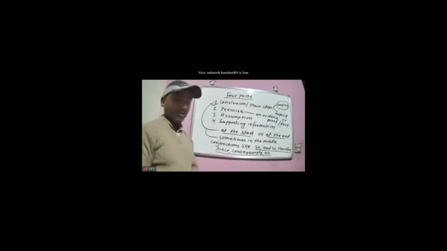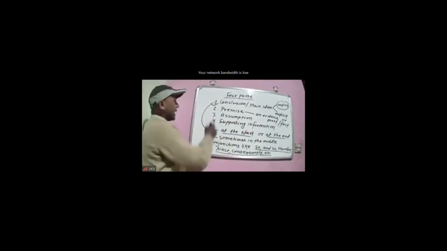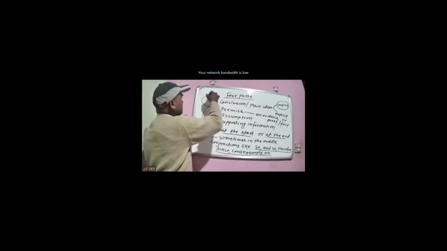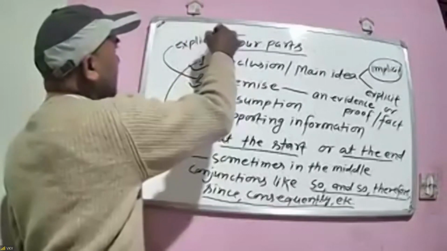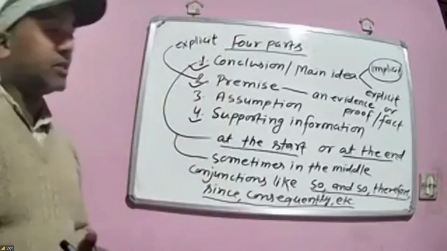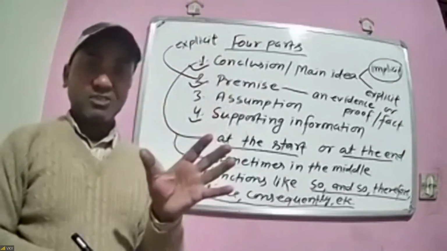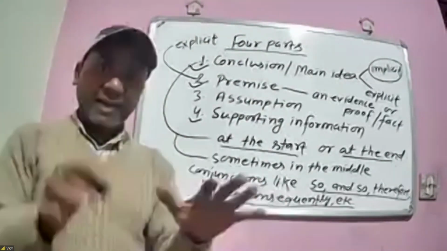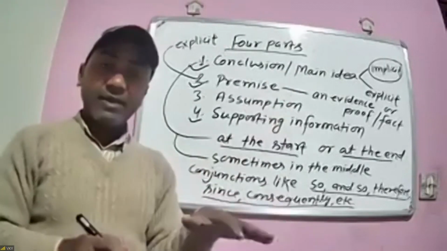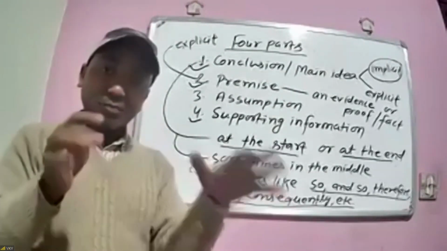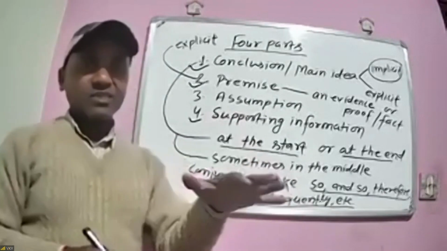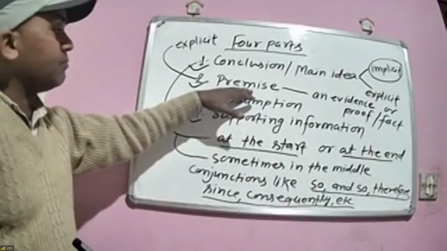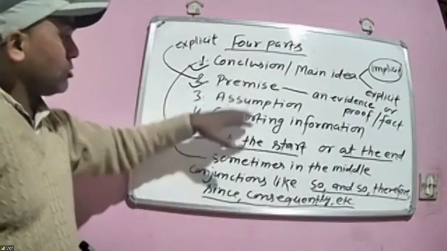Okay? And then you look at supporting information. So here premise is explicit. You clearly see it. Premise is never implicit. Right? Conclusion or main idea is based on some facts, some evidences, some proofs. So those facts, those proofs, those evidences are premises. Is it clear? Now you come to supporting information.